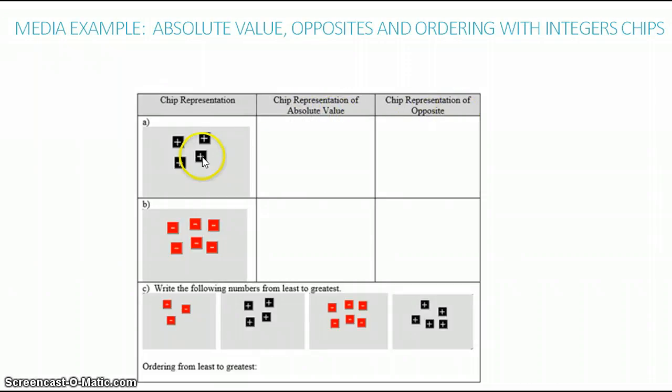So the absolute value of a positive number is its distance from 0. So this is 1, 2, 3, 4 chips away from 0. So its absolute value representation, we know that absolute value is always positive because it's representing a distance. So the absolute value representation is identical.